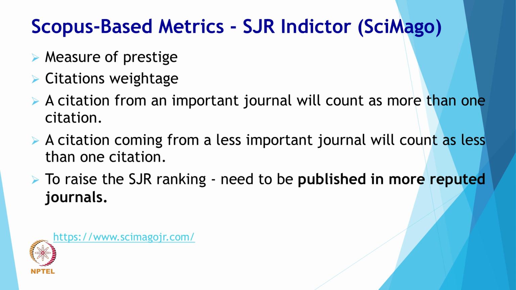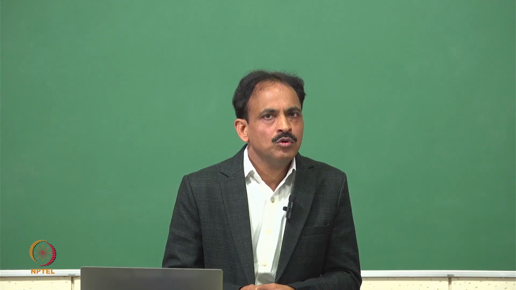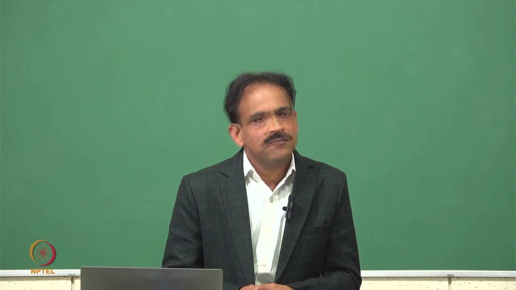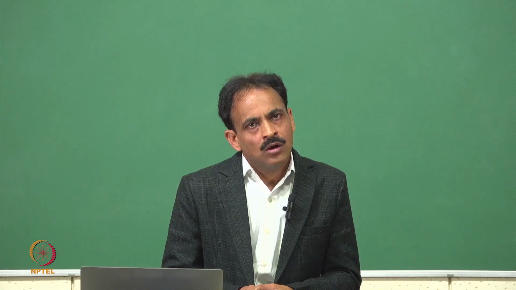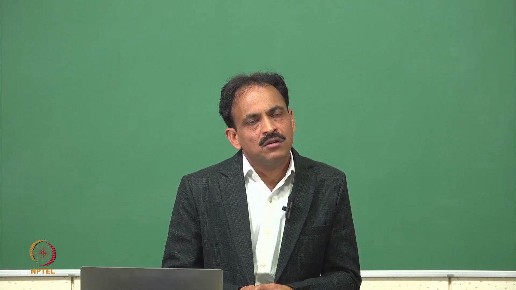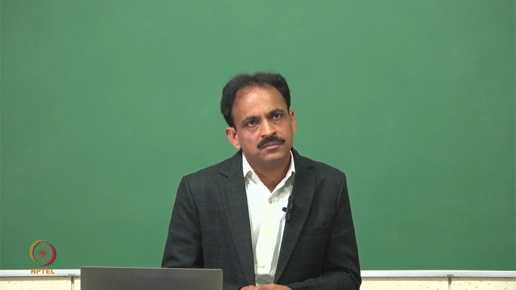So prestige is basically based on where the citations are coming from. A citation from an important journal will count as more than one citation. A citation from a less important journal will count less than one citation. SJR uses a 3-year citation window and is calculated based on the Scopus sources. To raise the SJR ranking, one needs to be published in more reputed journals. That is the only way to increase SJR.